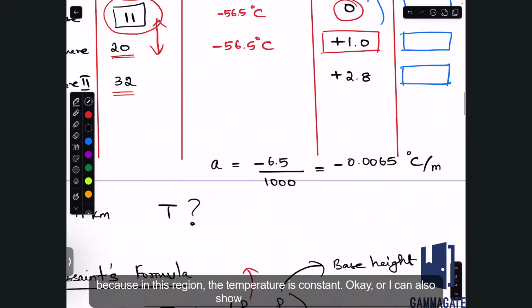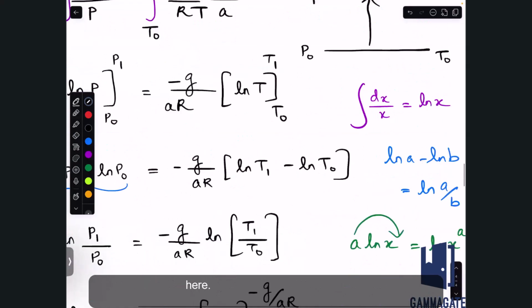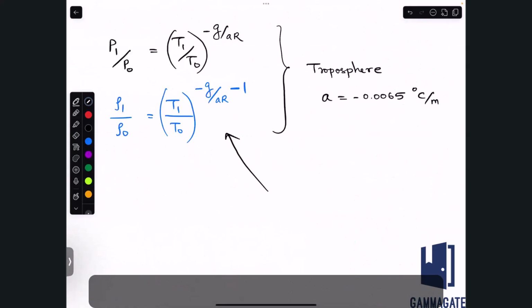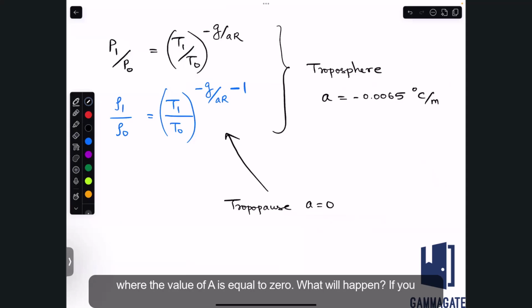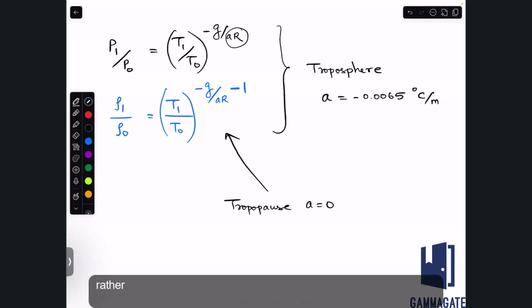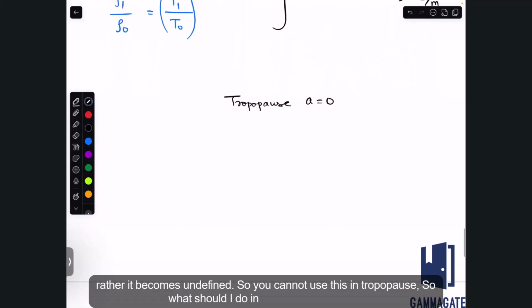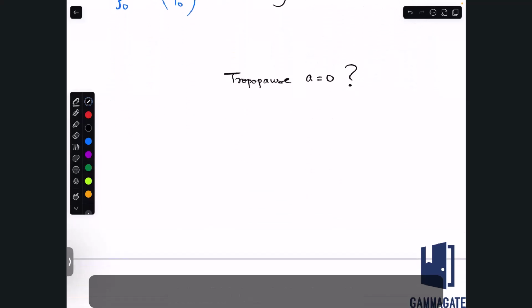Or I can also show you something here. If you try to use this formula in the tropopause, where the value of a is equal to 0, what will happen? If you substitute 0 over here, anything divided by 0 becomes infinite, or rather, it becomes undefined. So you cannot use this in the tropopause. So what formula will I use when a is equal to 0?